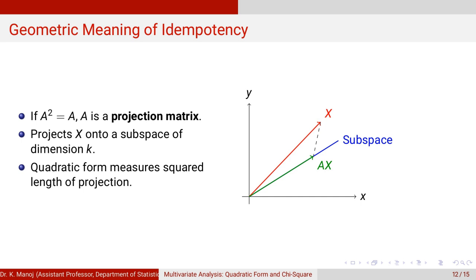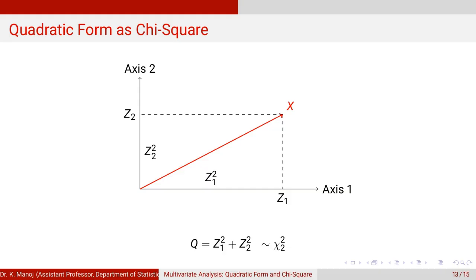Here is the geometry. Vector x is projected onto a subspace. The length of this projection is captured by x prime A x. That length squared corresponds to a chi-square variable when the conditions are satisfied. Breaking x into independent standard normal components, the quadratic form becomes a sum of squared coordinates. This is precisely how the chi-square distribution arises.